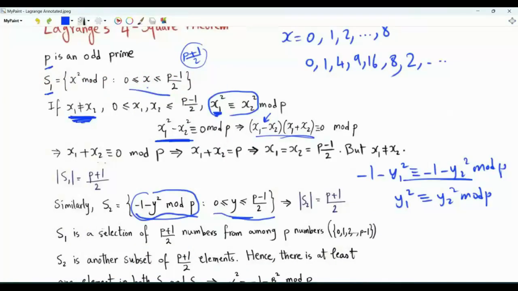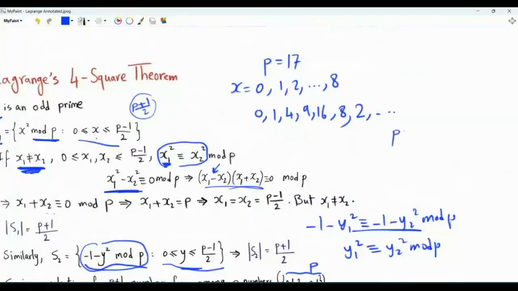S1 is (p+1)/2 non-negative integers that are in this set from 0 all the way to p minus 1. Note that we compute mod p. S2 is the same: (p+1)/2 non-negative integers also from this set, from 0 all the way to p minus 1. This set contains p non-negative integers. The sum of the elements in these two sets is p plus 1. It must be the case that there is at least one element that is common between S1 and S2.